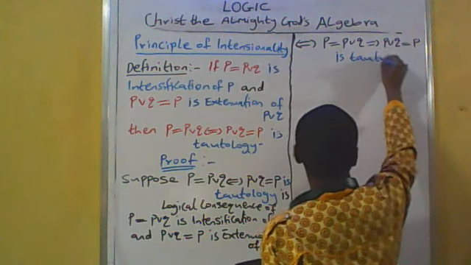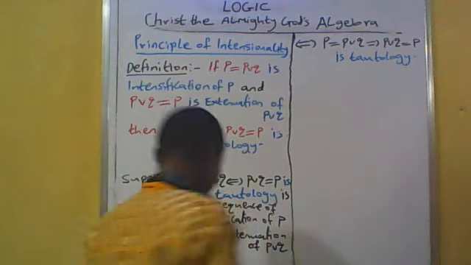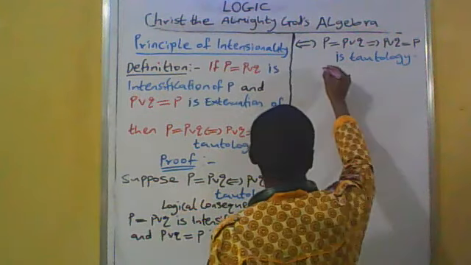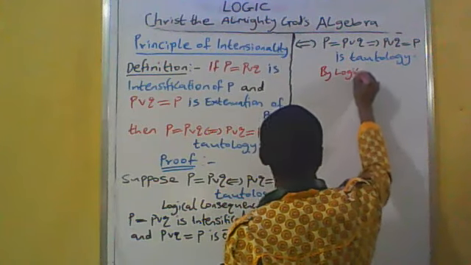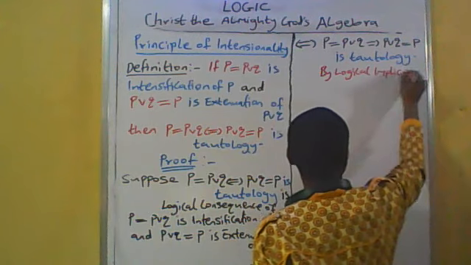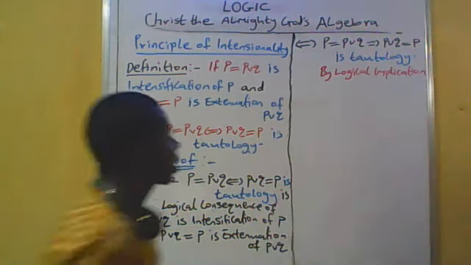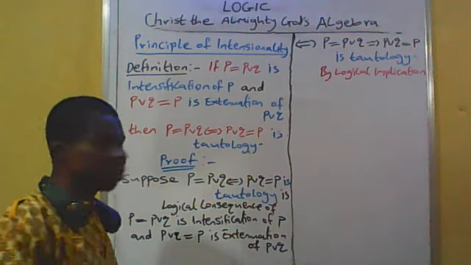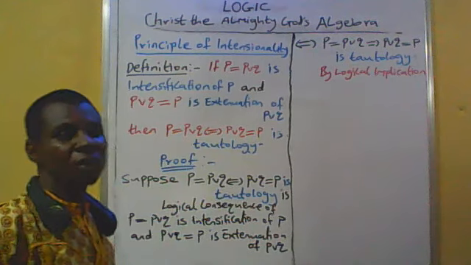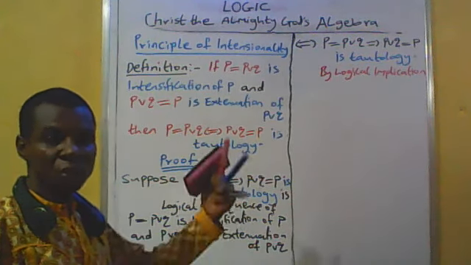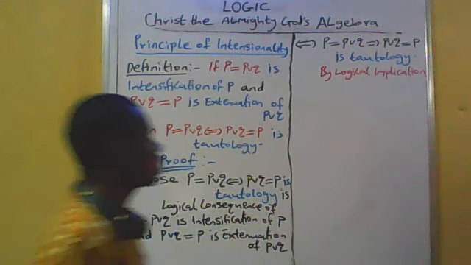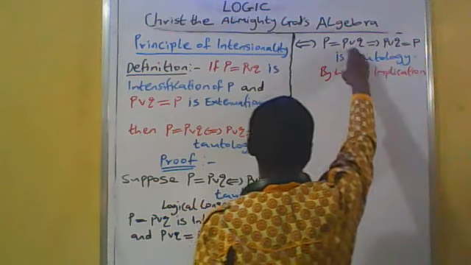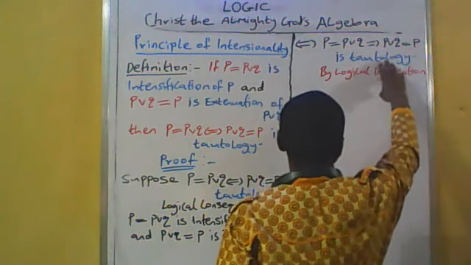Tautology, being justified by logical implication. We have done logical implication in our previous tutorial. We can go back to our previous tutorial to be acquainted with logical implication. So it's through logical implication that we transform this, P equal to P or Q implies P or Q equal to P, tautology.